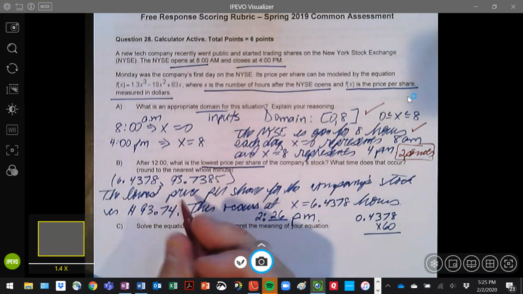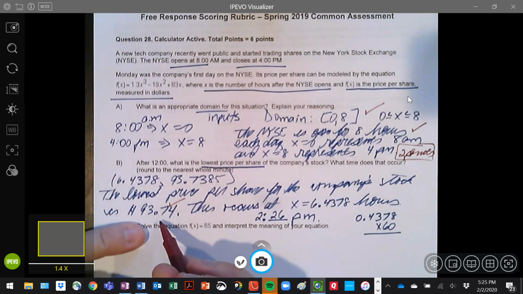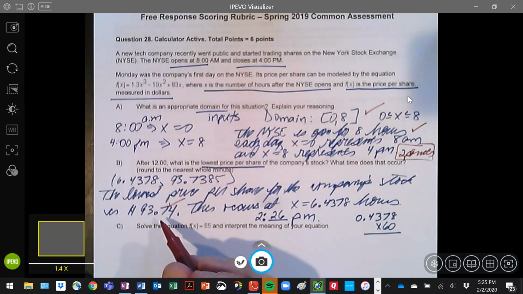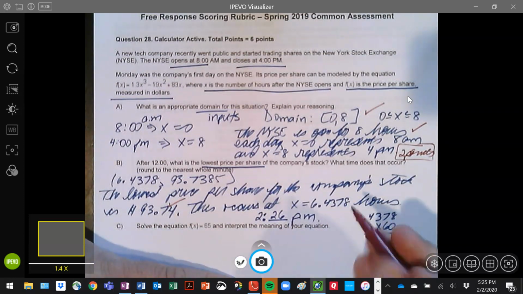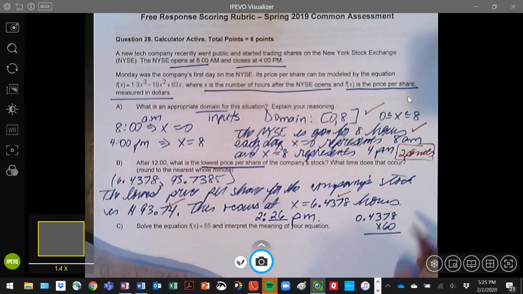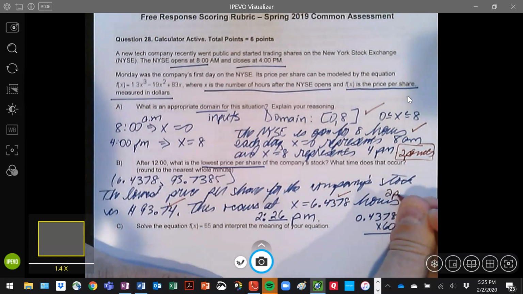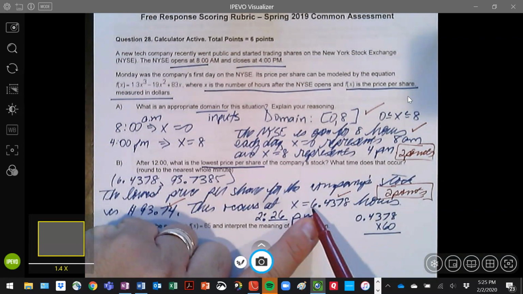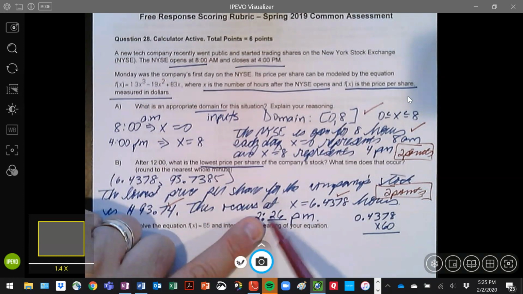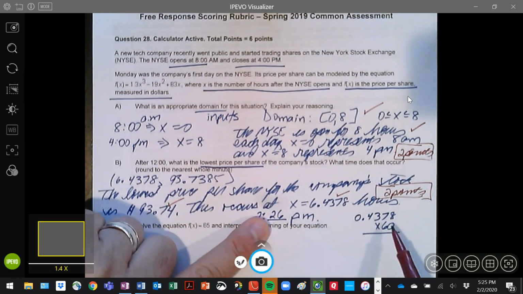p.m. We're offering 1 point for this minimum value of $93.74. I think we decided to be kind, and we took the 6.4378, so this would have been worth 2 points. But the actual best way to go about doing this is to say 6 hours plus some more, so that's 2 p.m. How many minutes? Multiply 0.4378 by 60.